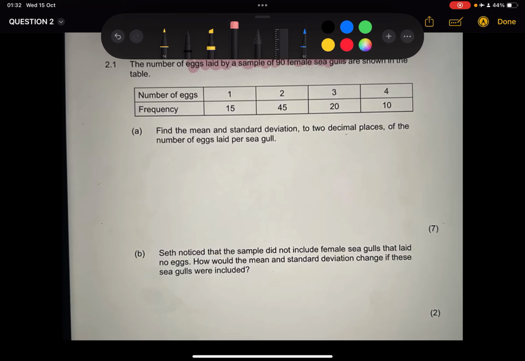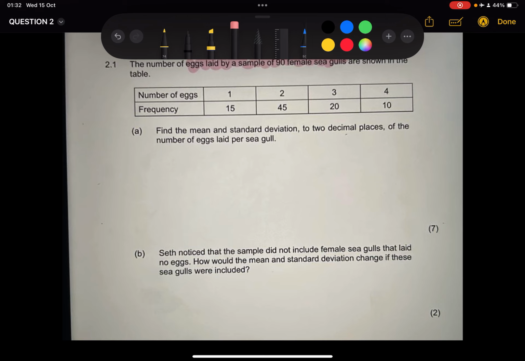The number of eggs laid by a sample of 90 female seagulls are shown in the table. Number of eggs being the first row, and then the frequency being the second row. And we are asked to determine the mean and the standard deviation to 2 decimal places of the number of eggs laid per seagull. So guys, to get the mean, we are going to do what we call weighted averaging.